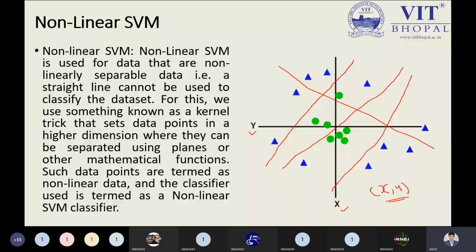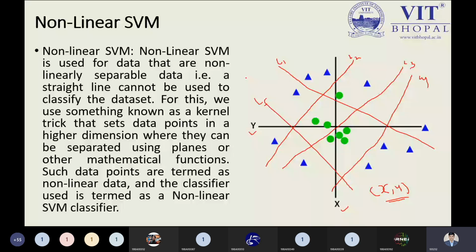So for solving this problem, we have an important function known as a kernel function. What is a kernel function? I will tell you in the next slide. But before jumping to that, let me clear this point. This is line 1, L1, this line 2, L2, this line 3, L3, and this line L4. Another line like this one, suppose I have L5. Any of these lines is not possible to separate my data properly. So that's why I have to introduce a new thing known as the kernel function.